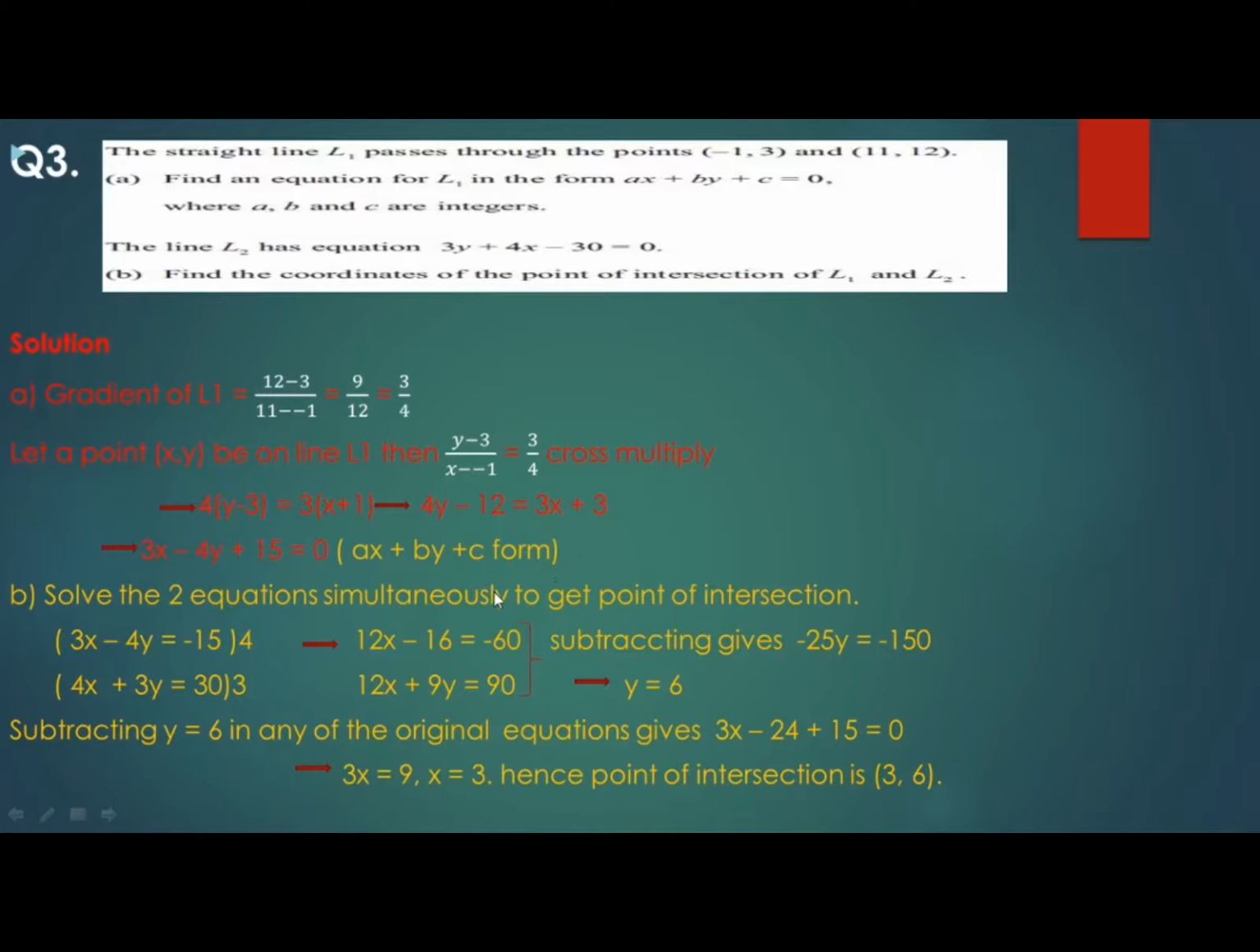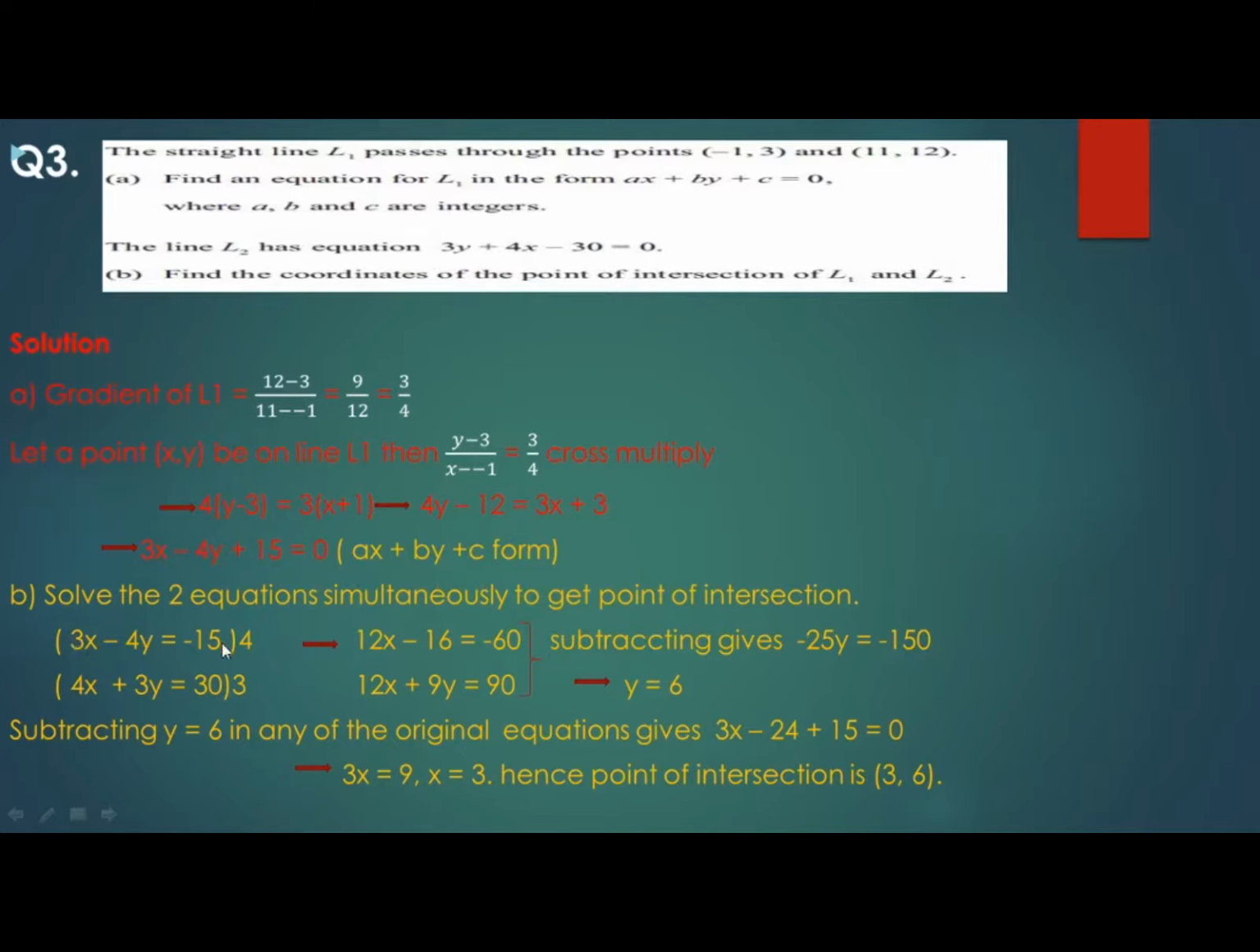solved from above. Part B, the line L2, we know another line L2 has this equation. This is a line L2 with this equation. Find the coordinate of the point of intersection of L1 and L2. Because we are asking about the point of intersection, we solve the equation that we have found simultaneously.